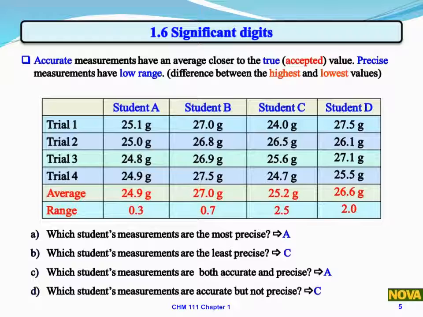After calculating the average and range for each student's set of measurements, Student A has the most precise measurement with the smallest range. Student C has the least precise measurement with the largest range. With an average close to the true value and with the smallest range, Student A's measurements are both accurate and precise.